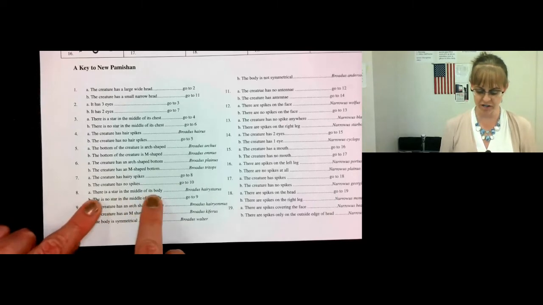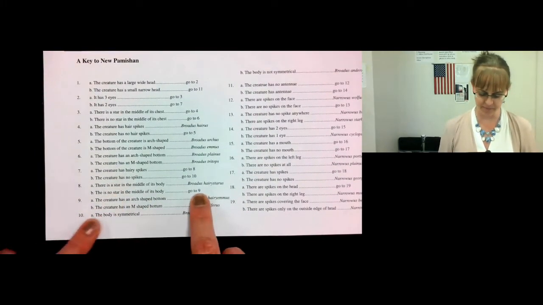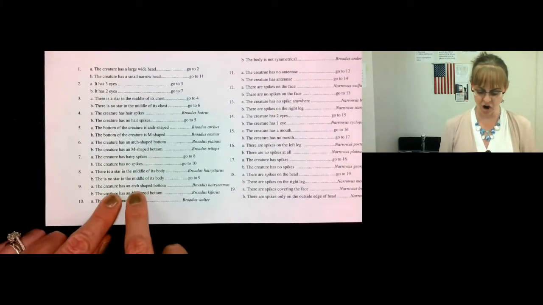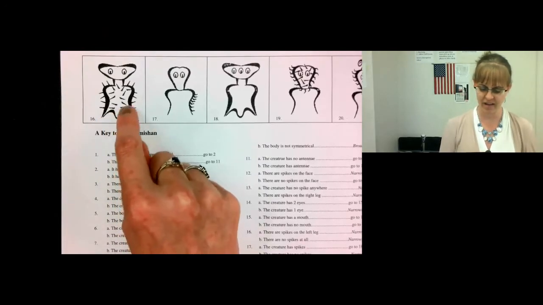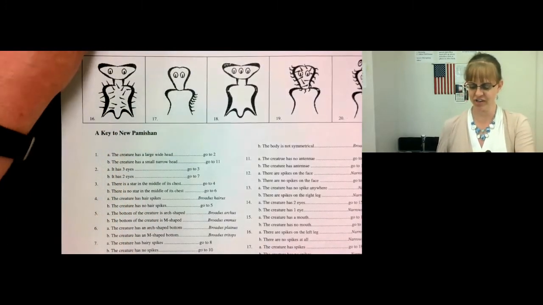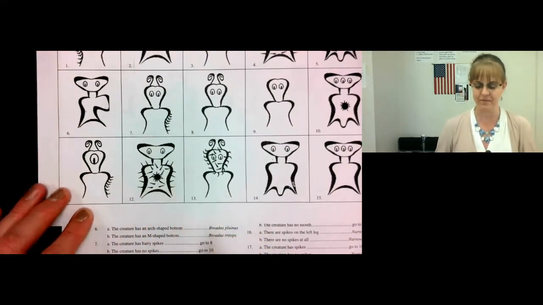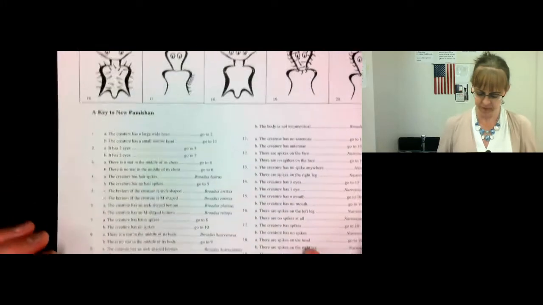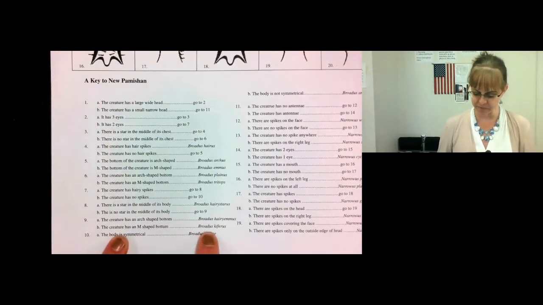There is a star in the middle of its body, or there is no star. I don't see any stars. Go to 9. The creature has an arch-shaped bottom, or the creature has an M-shaped bottom. Well, if you're not sure, look at some of the other pictures. Oh, there's an arch-shaped bottom. Okay. So, if it has an M-shaped bottom, then it must be Broadus Kyphorus.